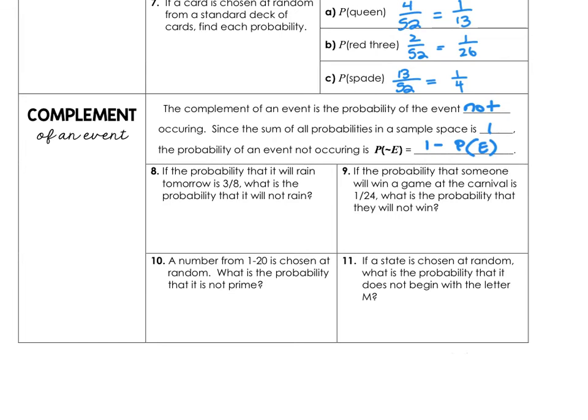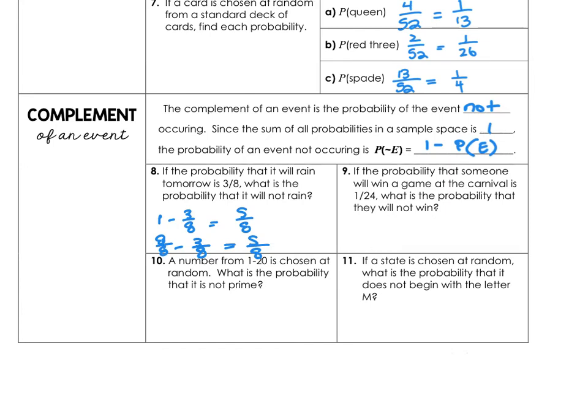Okay, if the probability that it will rain tomorrow is 3/8, what is the probability it will not rain? So what's left over from the 3/8? Well, we have 5/8 left over, right? Because if we take, based on the example they gave us, 1 minus 3/8 is going to be 5/8, because that's like saying 8/8 minus 3/8 equals 5/8. Okay, so we're finding basically what's left over.